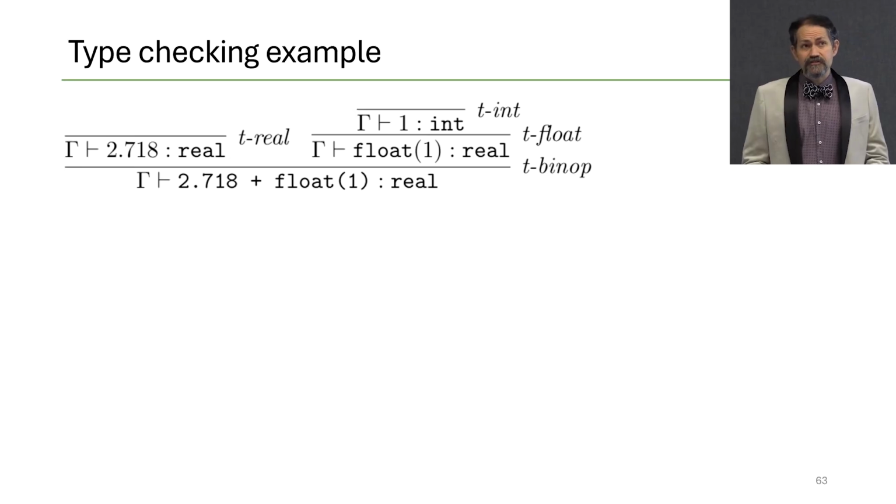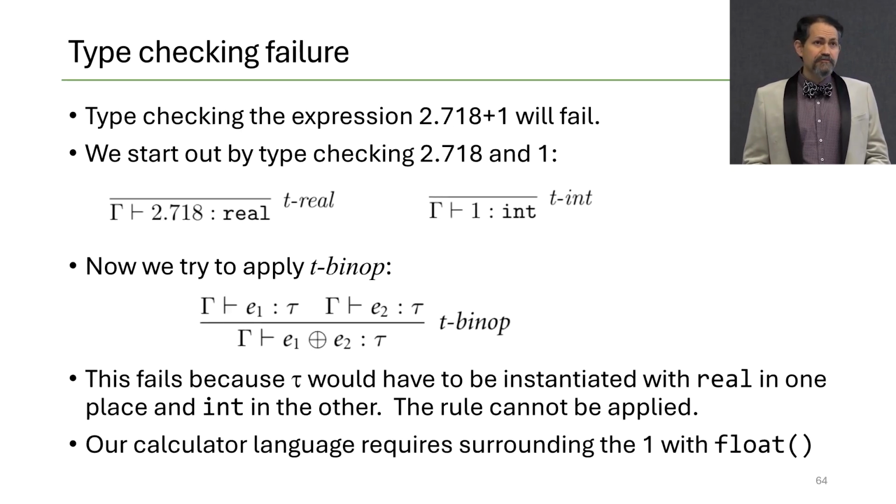Now this is an example of successful type checking, but type checking can also fail. For example, if we leave out the float conversion, the expression 2.718 plus 1 will fail to type check. How does this actually work out? Well, essentially we try to start constructing a typing derivation, and generally for expressions we'll work bottom up. So we can succeed in type checking 2.718 at type real and 1 at type int.